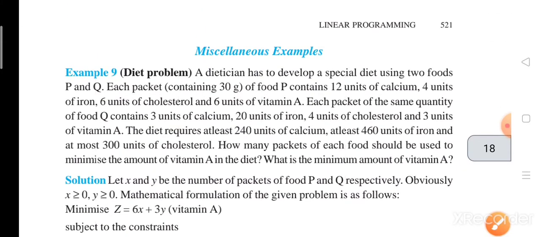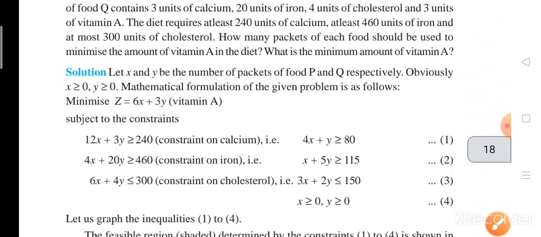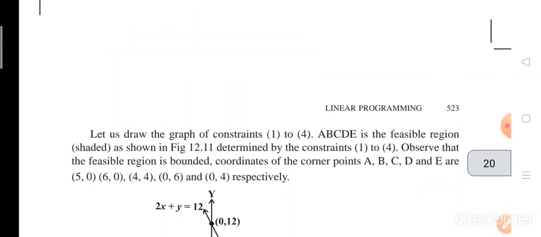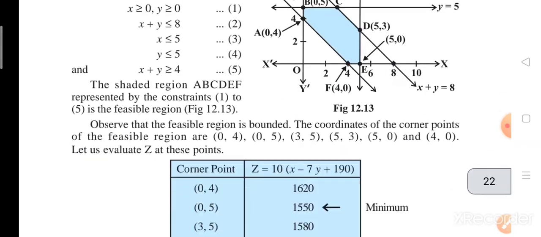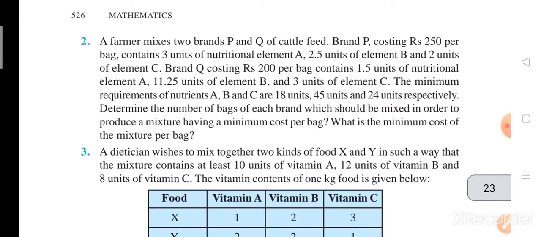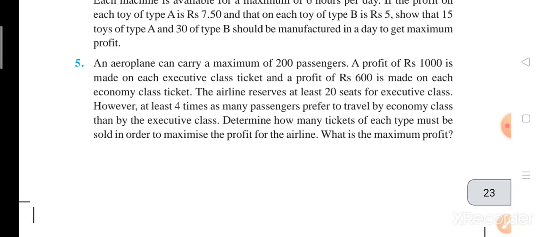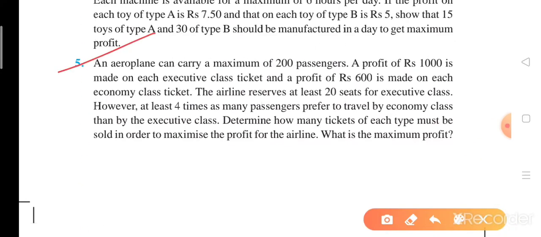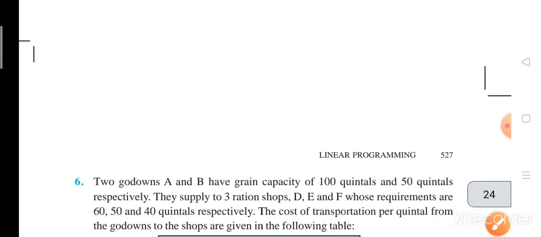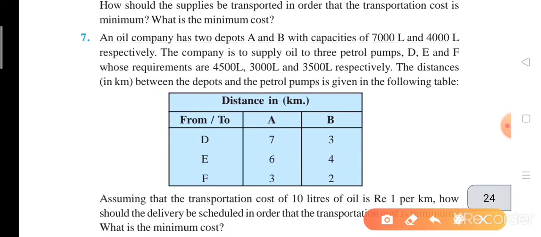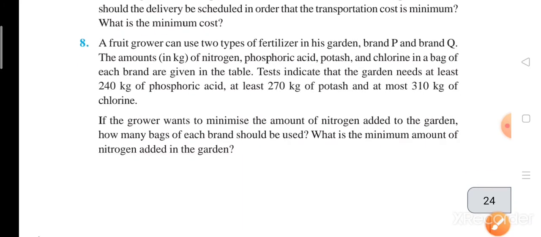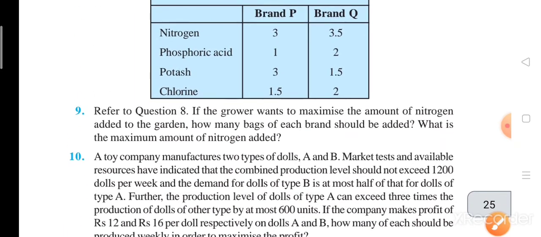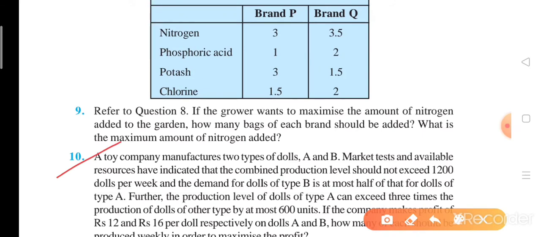Now if we talk about miscellaneous examples, you have to do all examples. These are very important, and the main one is the transportation problem. And from the miscellaneous exercise, important are question number 5, then we have question number 7, 8, and then the last problem is question number 10. You have to do this properly.